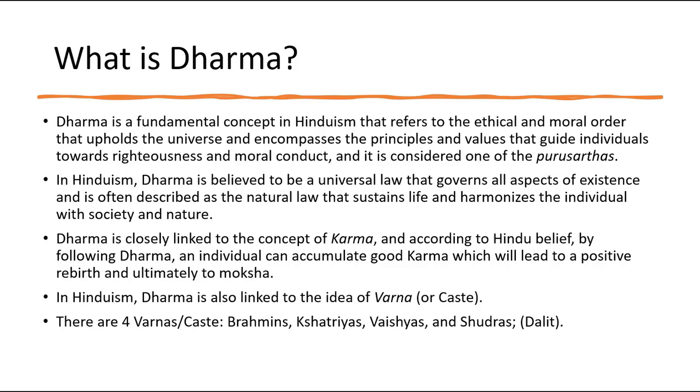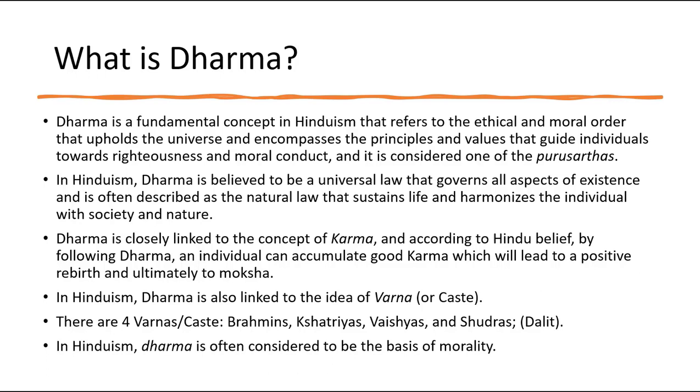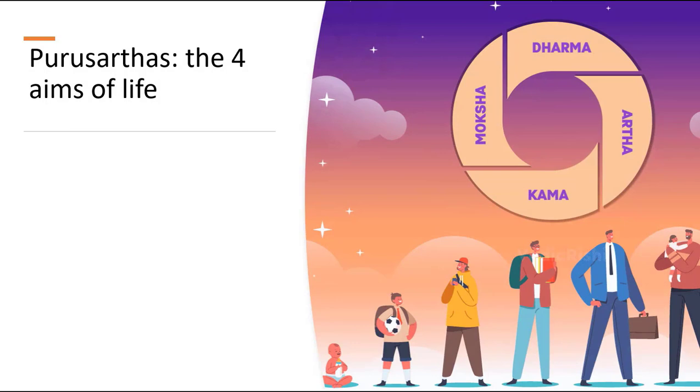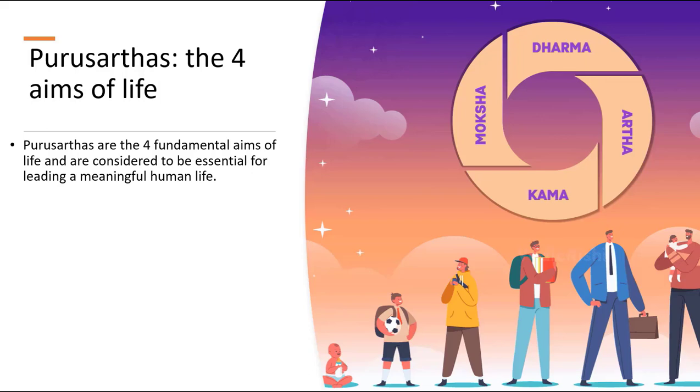And so here are the four castes that we've already talked about. But the big thing that I wanted to talk about is the next slide. What is at the aim of living through this pathway of Karma Marga is the four aims of life, the Purusharthas. They are considered to be very essential within Hinduism for leading a fulfilling and meaningful life.